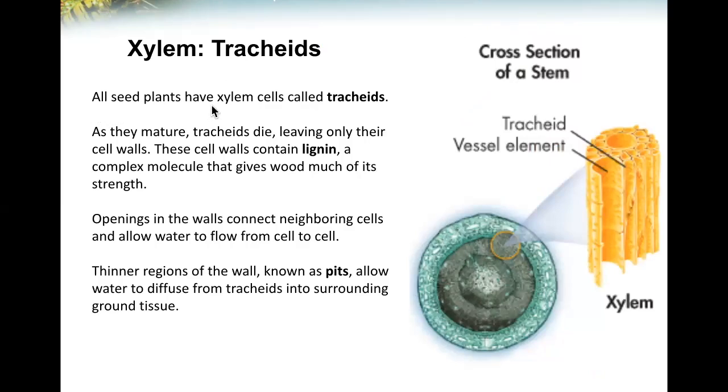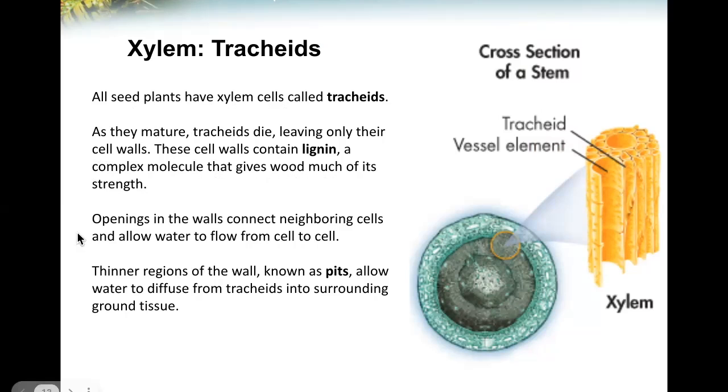All seed plants have xylem cells called tracheids. As they mature, tracheids die, leaving only their cell wall. These cell walls contain lignin, a complex molecule that gives wood much of its strength.